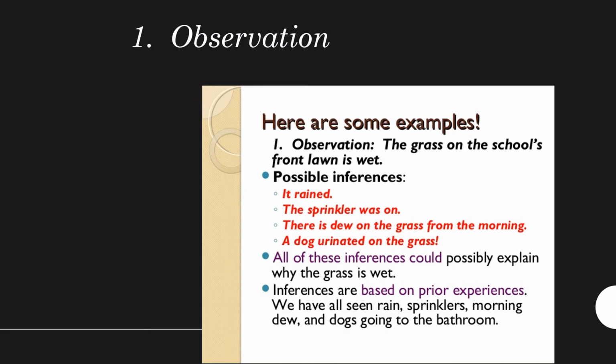So for instance, we could think it rained, the sprinkler might have come on, the dew might be the reason for the grass being wet, maybe a dog peed on the grass. All those inferences that we come up with can explain why the grass is wet. Those inferences are based on prior experiences. And as scientists, we also have those inferences based on the knowledge that we've gained through our research. So all of the reading that we do of past experiments, of natural laws, information that we already know about physics and chemistry, all those come into play when we have our inferences, which are going to help inform our hypothesis.